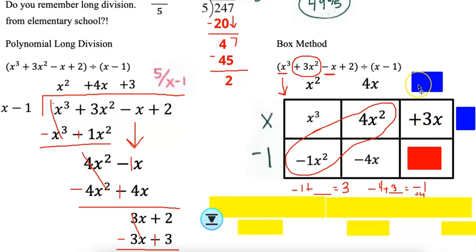Now I can figure out my top box, asking myself what times an x will give me a 3x, a positive 3. So then I can find this bottom right box by multiplying 3 by negative 1 to get negative 3. Now, however, I do not want a negative 3 in my problem. I want a positive 2. So again, I'm forcing myself. What can I put out here so that negative 3 plus what would be a positive 2? And that answer would be a 5, because I know a positive 5 minus 3 would be a positive 2.